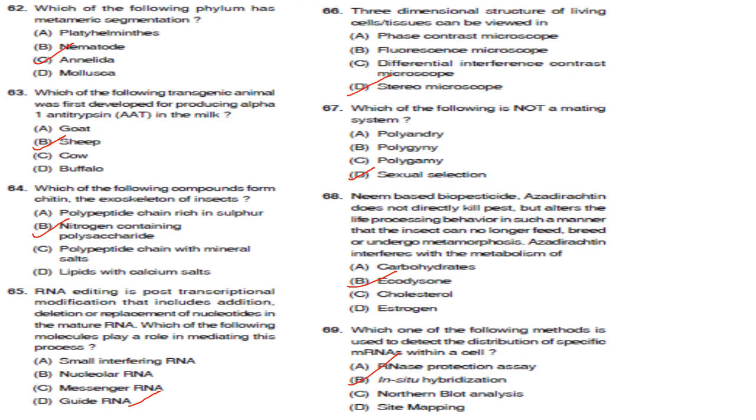Then next one. Which of the following phylum has metameric segmentation? So annelid, arthropod and chordata are having metameric segmentation. So answer is option C, that is annelida.